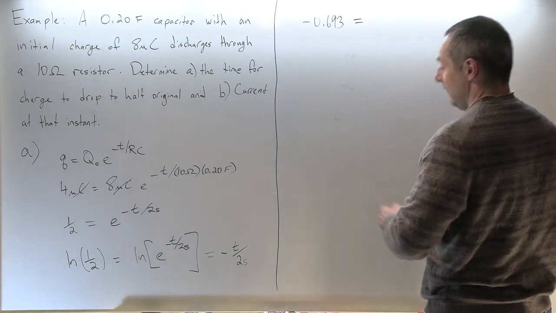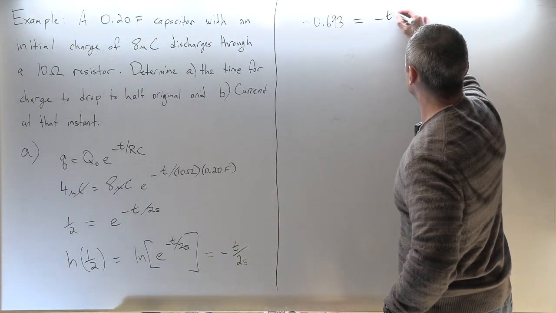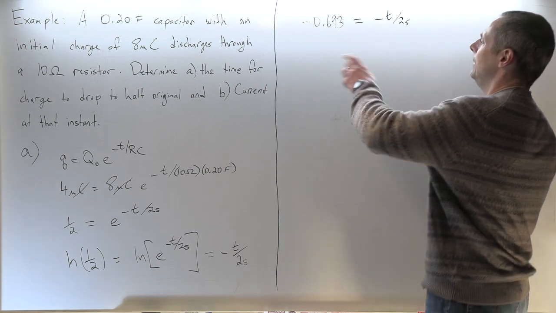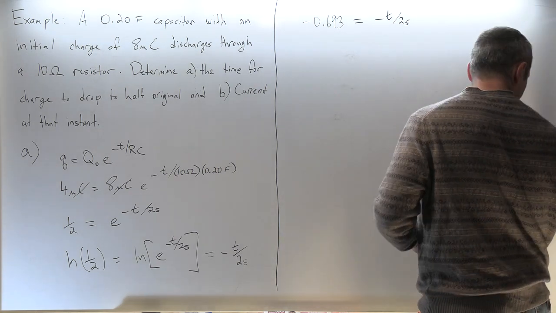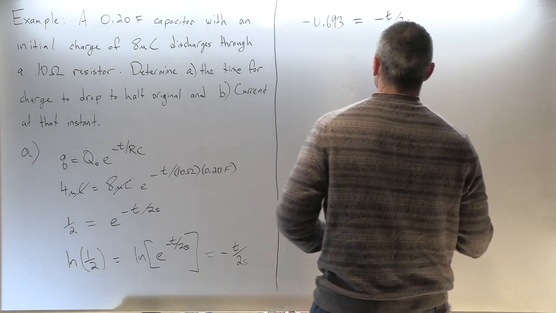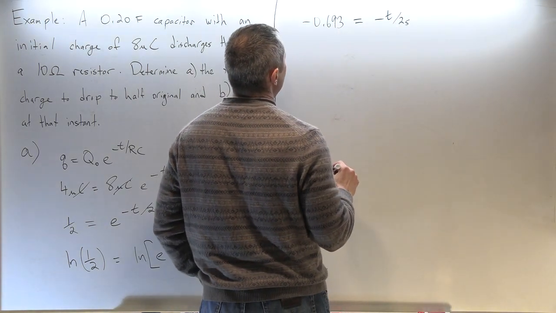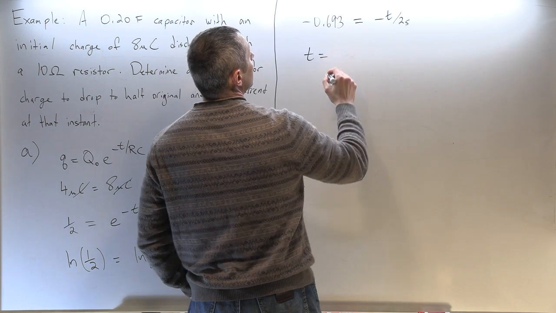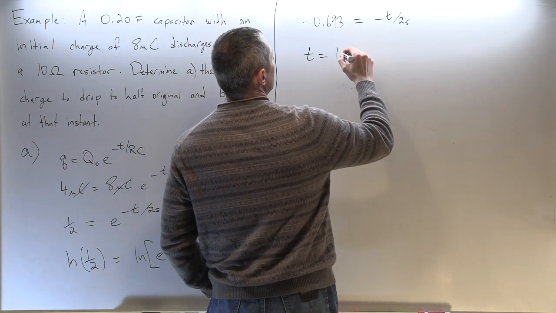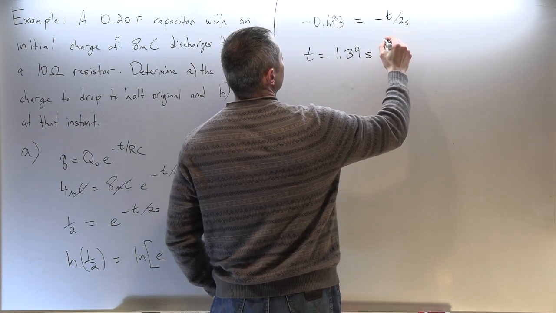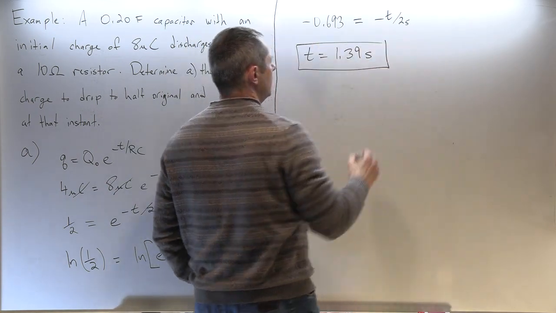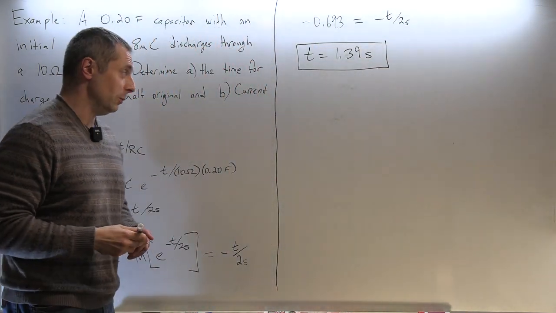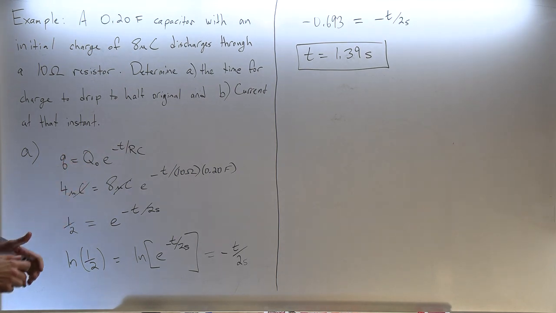Okay. So, that equals negative t over 2 seconds. Multiply the 2 seconds to the other side, and what we get is 1.38, 1.39 seconds, I believe, is the time. All right, well, you could check it on the calculator if you want. So there's the solution. Plug in the charges, divide, and then you've got to take the natural log of both sides of the equation when solving for t.